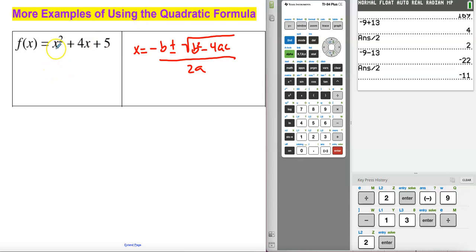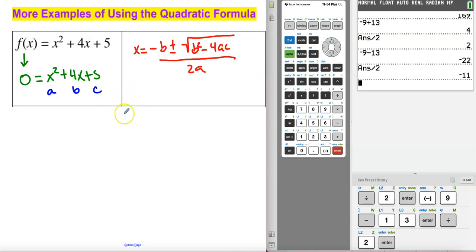So that means to solve, it means I'm finding the value of x. So if I'm finding the value of x, that means f of x has to be 0. So there is no number that I have to substitute here. So I'm just going to make f of x 0. Okay, so 0 is equal to now x squared plus 4x plus 5. So now I can determine my a, b, and c value. So this is a, this is b, and this is c.